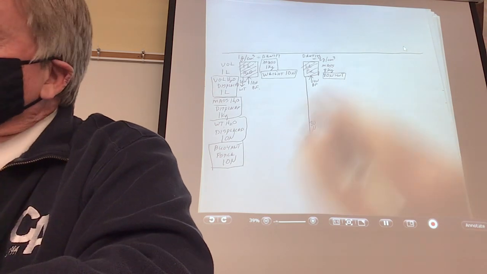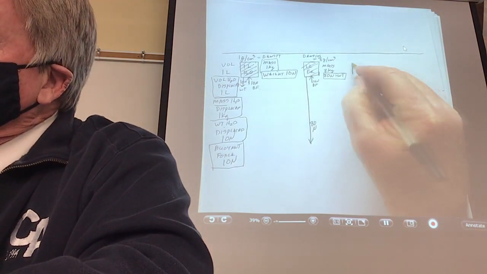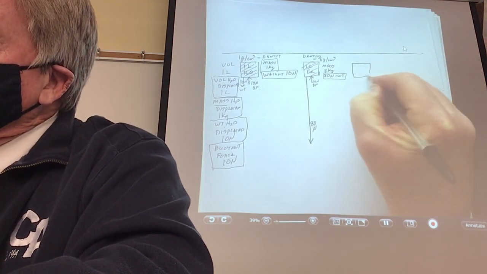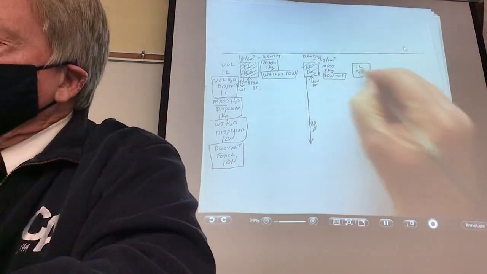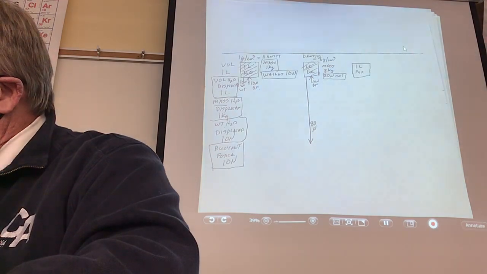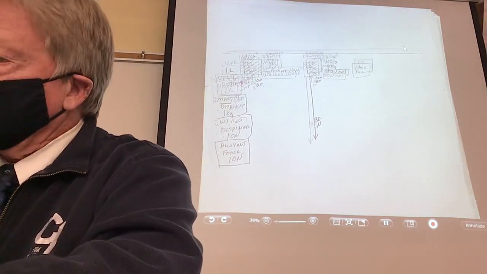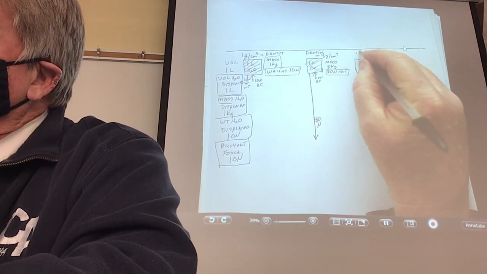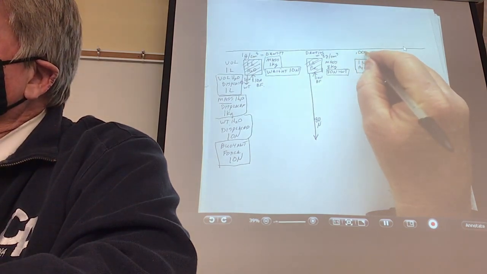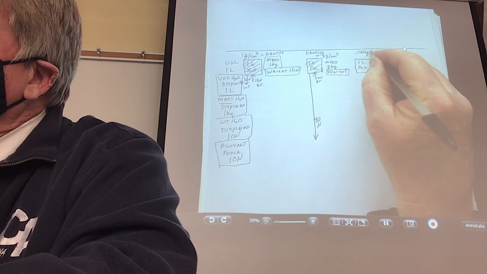Now, let's do another, okay? Let's do 2 more. How about 1 liter of air? And I will tell you that the density is about 0.001 grams per cubic centimeter.